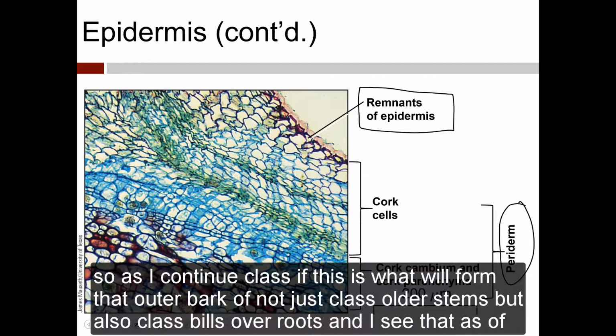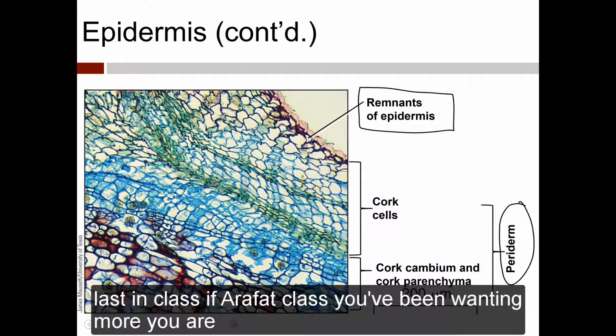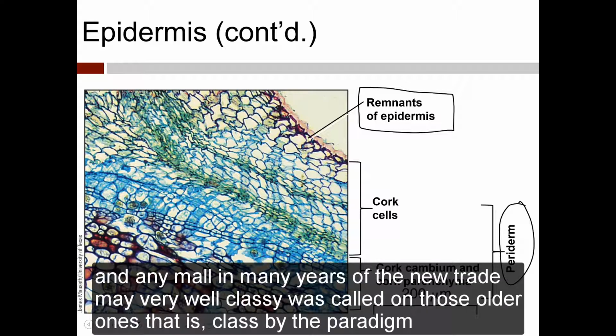So as I continue, this is what will form that outer bark of not just older stems, but also those older roots. And I've asked in the past, and I'll keep asking, if in fact you have been one to mow a yard and you've mowed and maybe hit something under a tree, you may very well have hit what is called one of those older roots that is covered by the periderm.